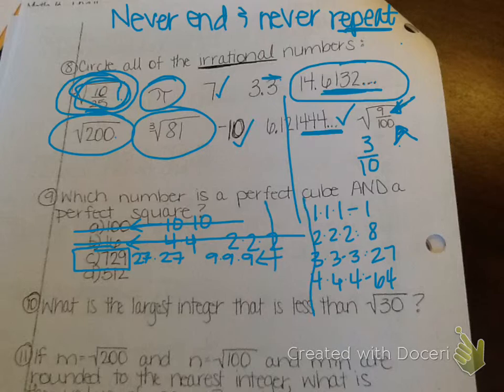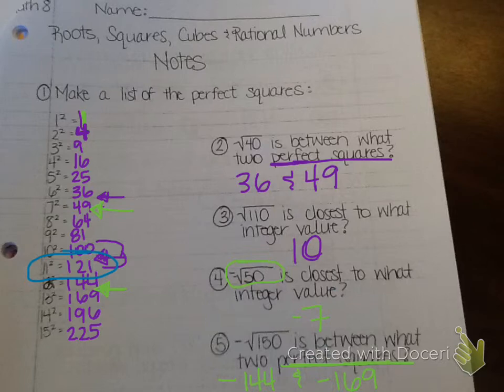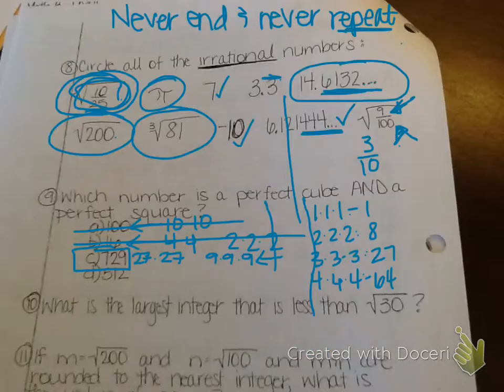Alright, what is the largest integer that is less than the square root of 30? So I would go back to my original list and say, okay, the square root of 30 is between 5 and 6, and I'm looking for the largest integer that is less than the square root of 30. So, Roan, you're correct. It is 5, because the square root of 25 gives me 5, and that's the square root that's just below the square root of 30.